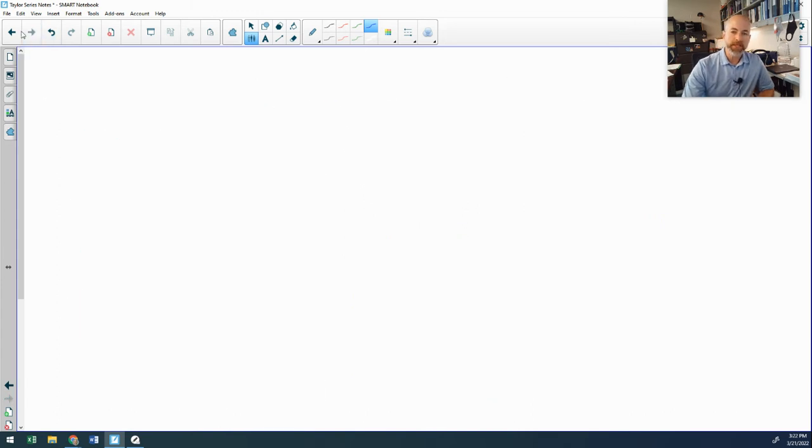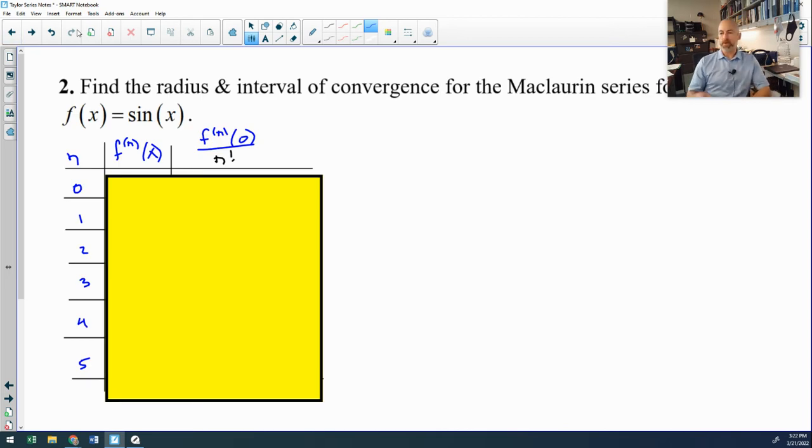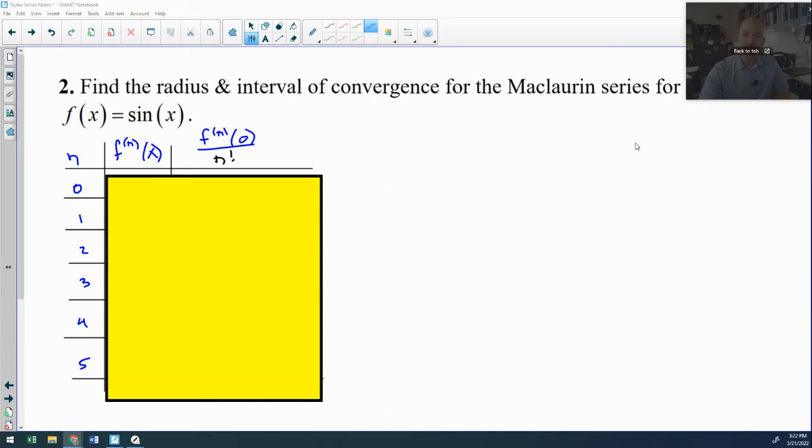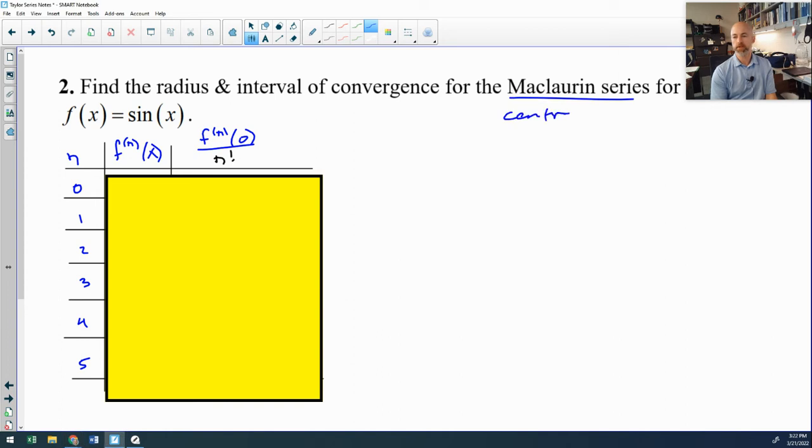Let's move on, and I believe this is the last one I want to look at. I want to look at the Maclaurin series. So again, we're centered at x equals 0, so make a note of that. Maclaurin series centered. How did I spell centered there? Centered. I did it again. There's an E in there. At x equals 0. And we're looking at the series for sine x.